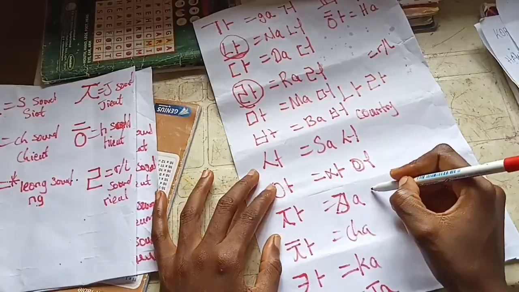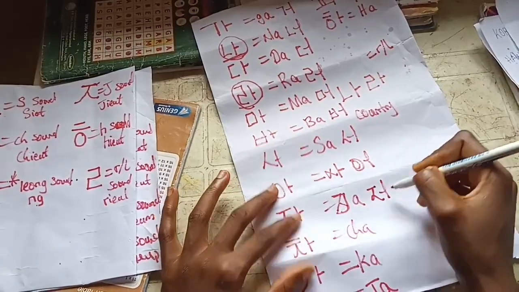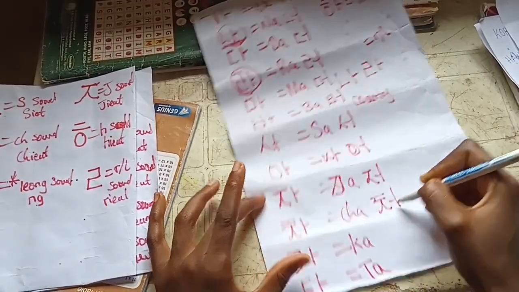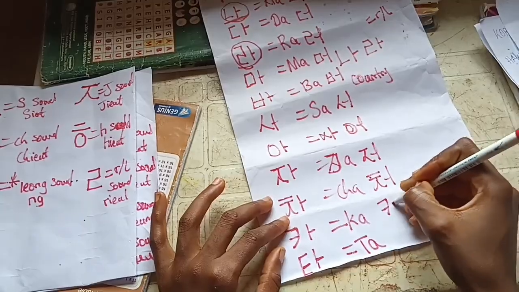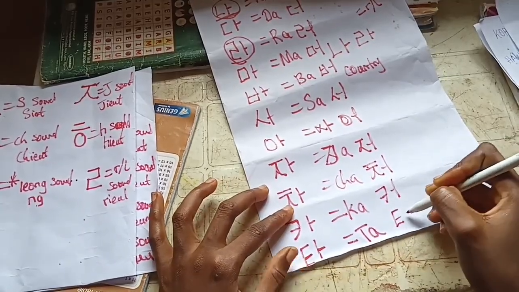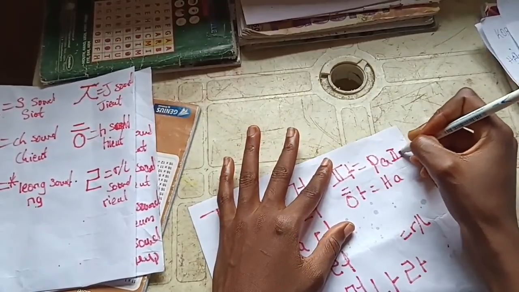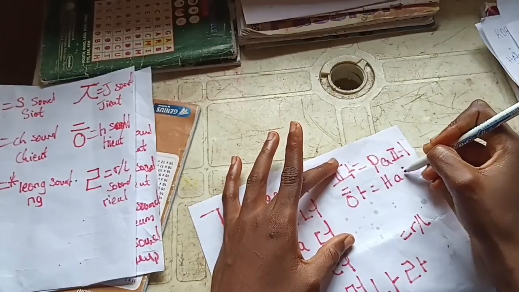And we have jo, cho, ko, to, and of course po, ho.